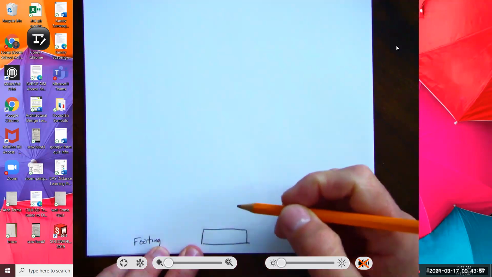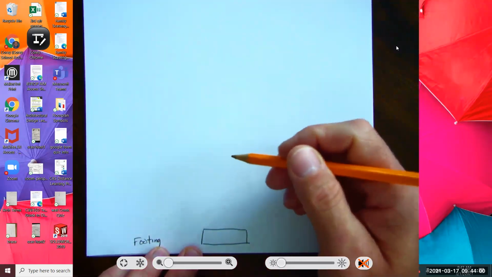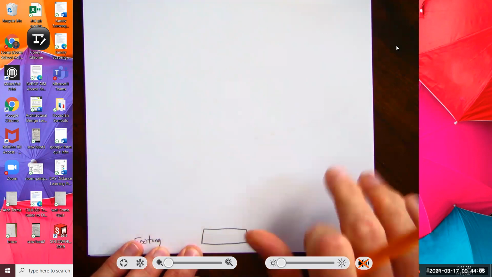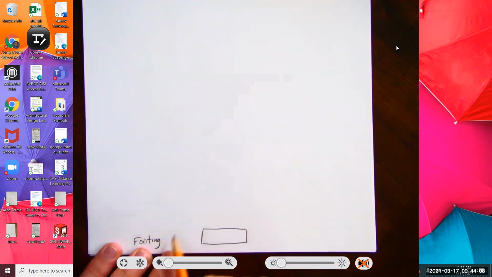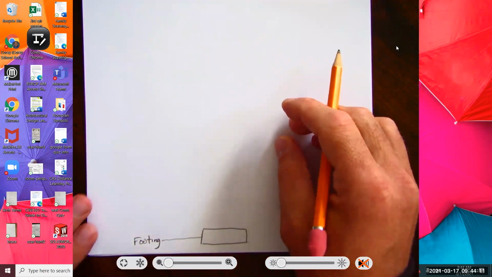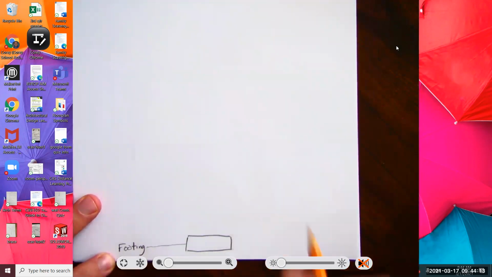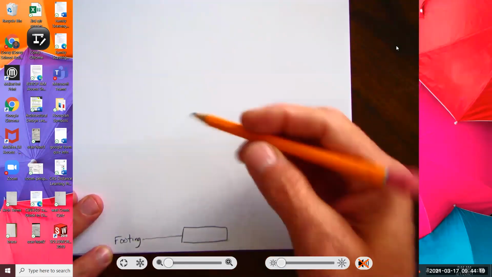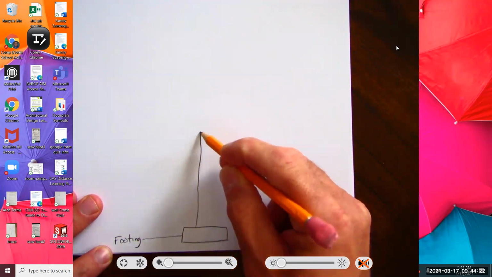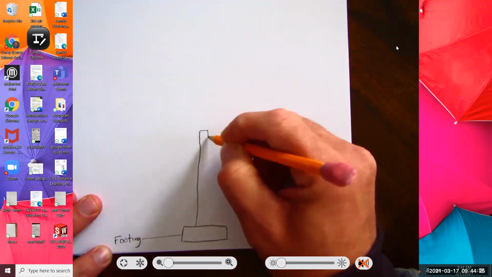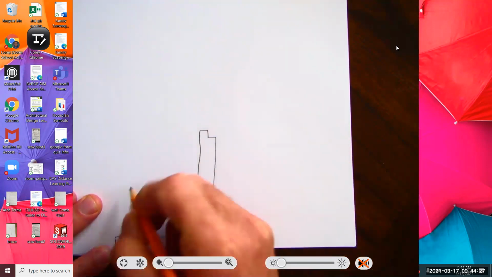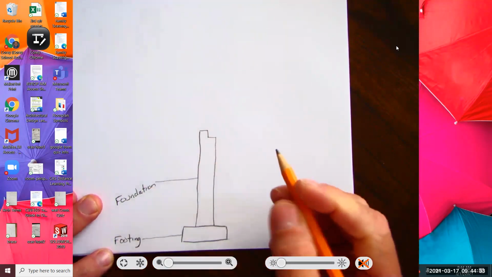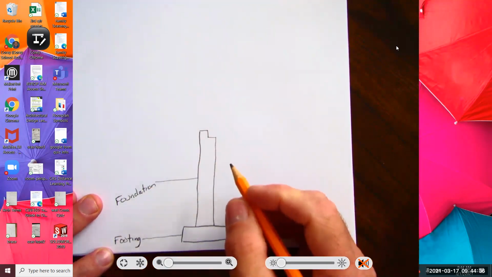And on top of the footing, and let me just say this, there are dozens and dozens of different types of construction. This is just one of those different options. So on top of the footing, they are going to pour concrete and make what is called a foundation. And both the footing and the foundation are going to have rebar in them.